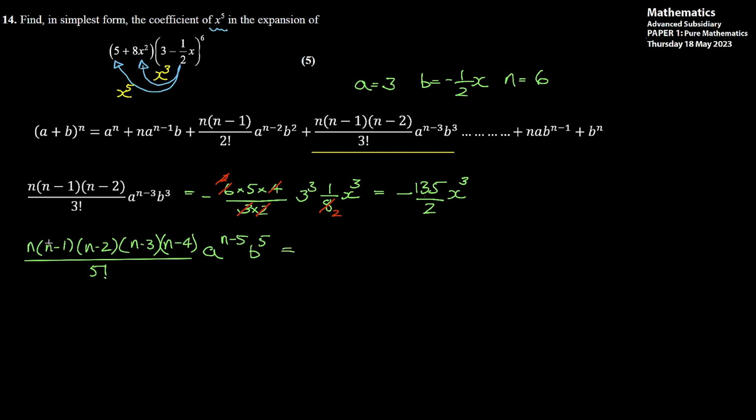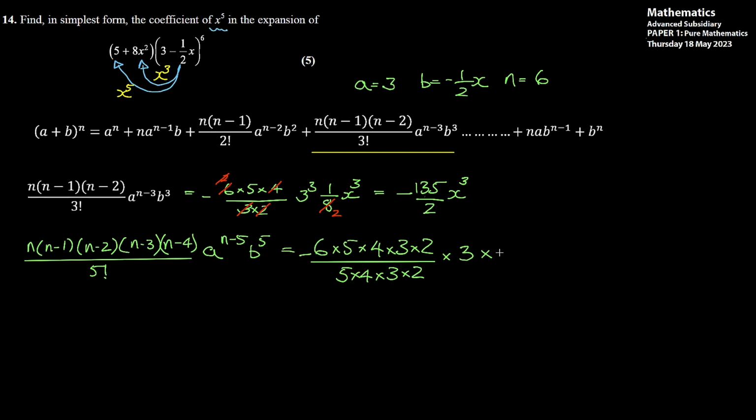Now let's work that out. We've got 6 times 5 times 4 times 3 times 2, and that's divided by 5 times 4 times 3 times 2. N is 6, remember a is 3, 6 minus 5 is 1, so this is just simply multiplied by 3 and multiplied by, now, the negative a half x raised to the power 5. Is it going to be negative? Yes, it is. So I'll put a negative sign out the front.